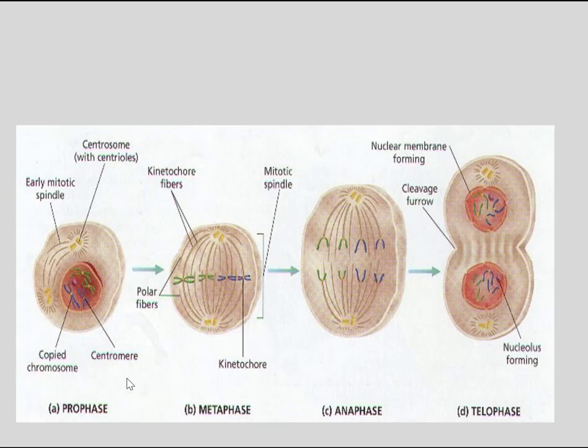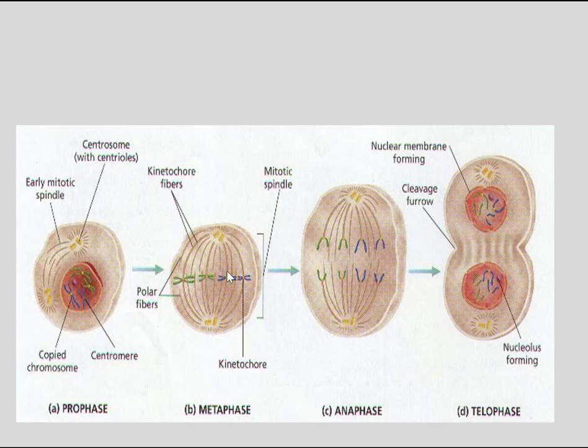So again, here we have prophase. Prophase, it's preparing. My chromatin has thickened up into my chromosomes. My spindle fibers are appearing. My centrioles are pulling those spindle fibers off to opposite ends. And the nuclear membrane is starting to disappear.